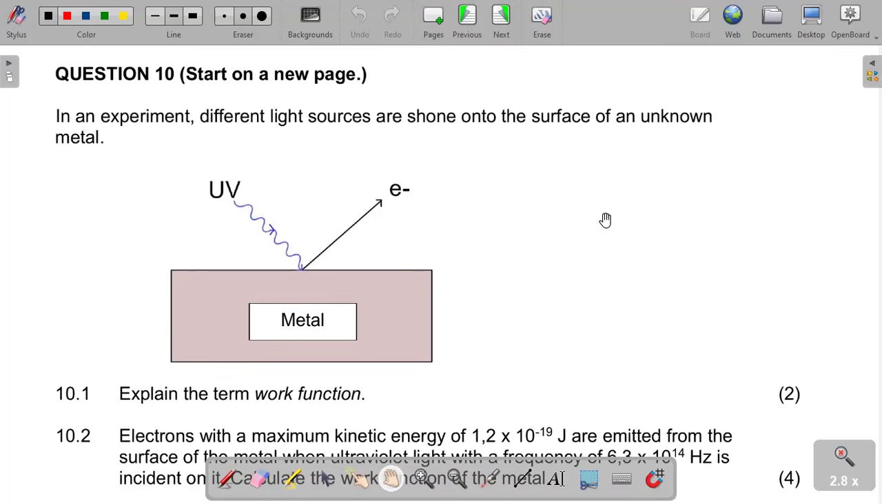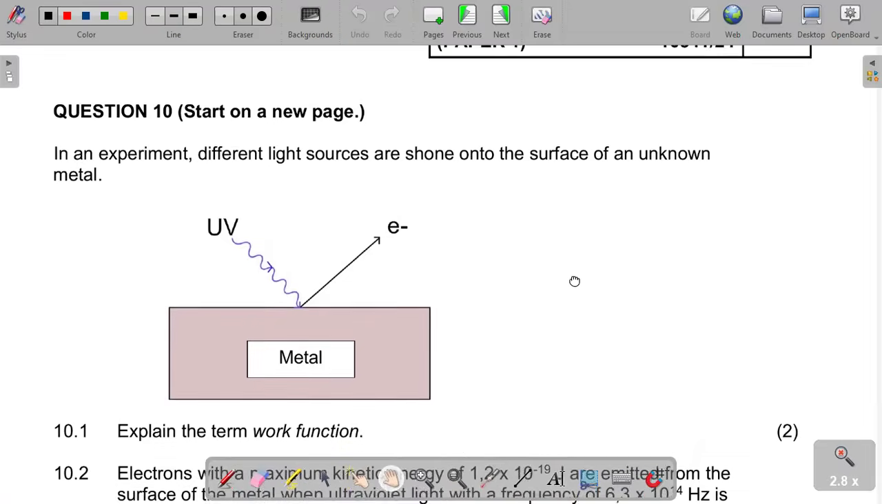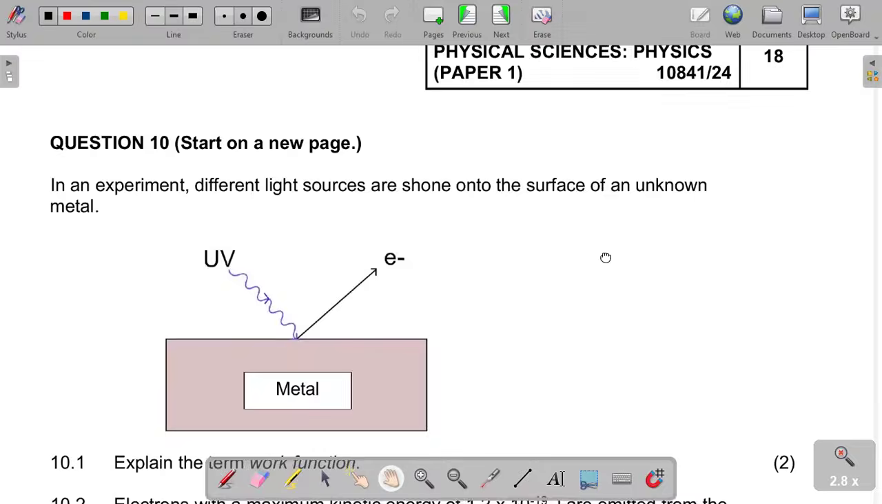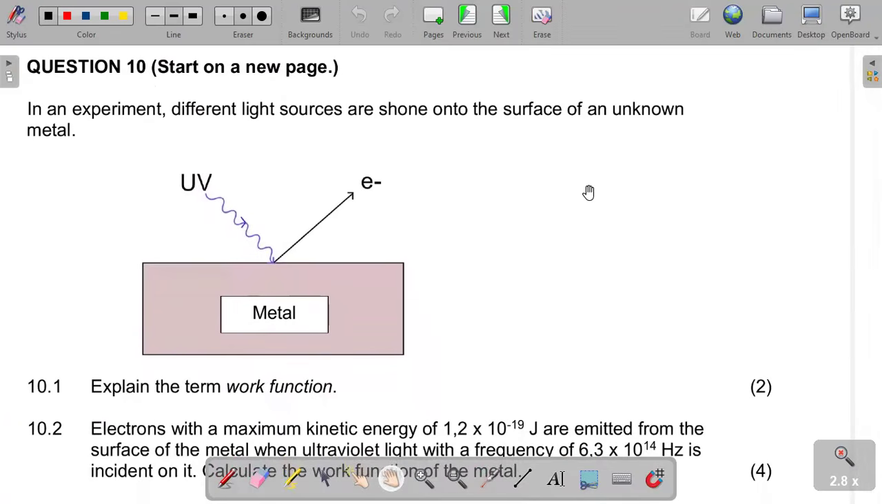We're going to get into lesson 7. For lesson 7, we're going to do question 10. This question comes from Gauteng province. It's 2024, a trial exam from September, a paper from Gauteng. So we're going to use it as the lesson for lesson 7.